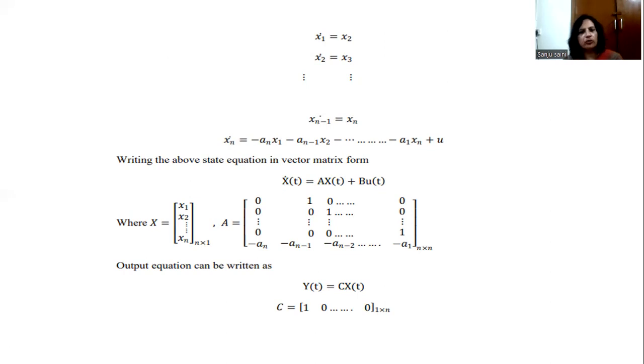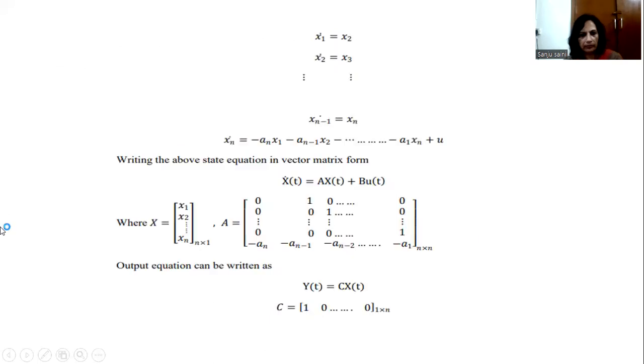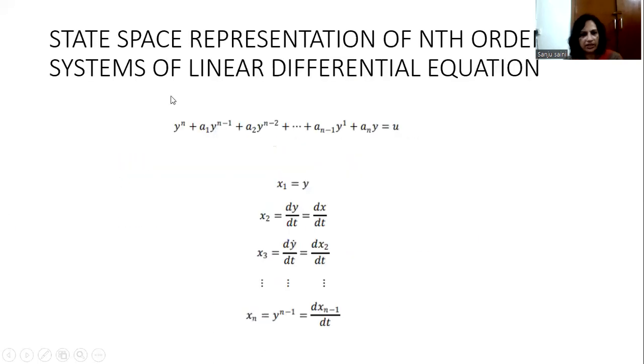After that, we have to get the derivative of the nth state variable, and for that we will be using the basic equation. So y^(n minus 1) is equal to x(n minus 1), then x(n minus 1) dot, x(n minus 2) dot. So this is y1.